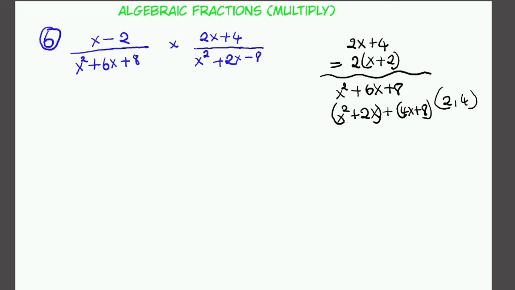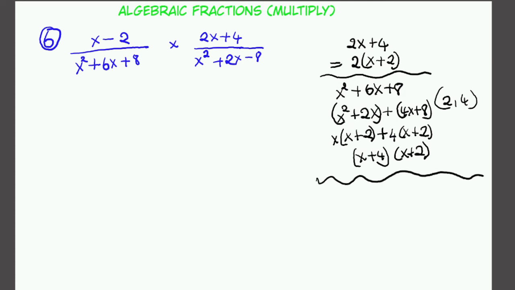Now let's factor. Here we can pull out x, and x divides into x squared leaves us with x. x divides into 2x leaves us with 2. We put back our plus sign. The common factor here is 4. 4 divides into 4x leaves us with x. 4 divides into 8 leaves us with 2. And our factors are x plus 4 into x plus 2, our second quadratic.